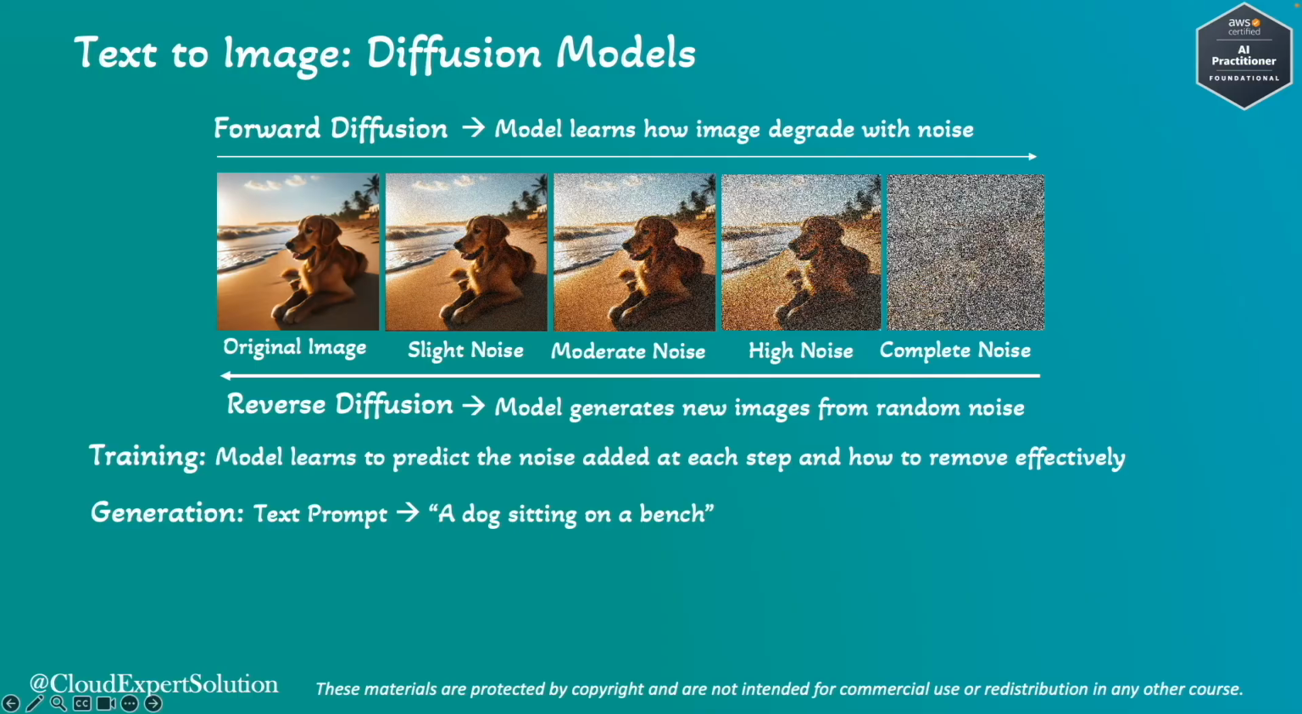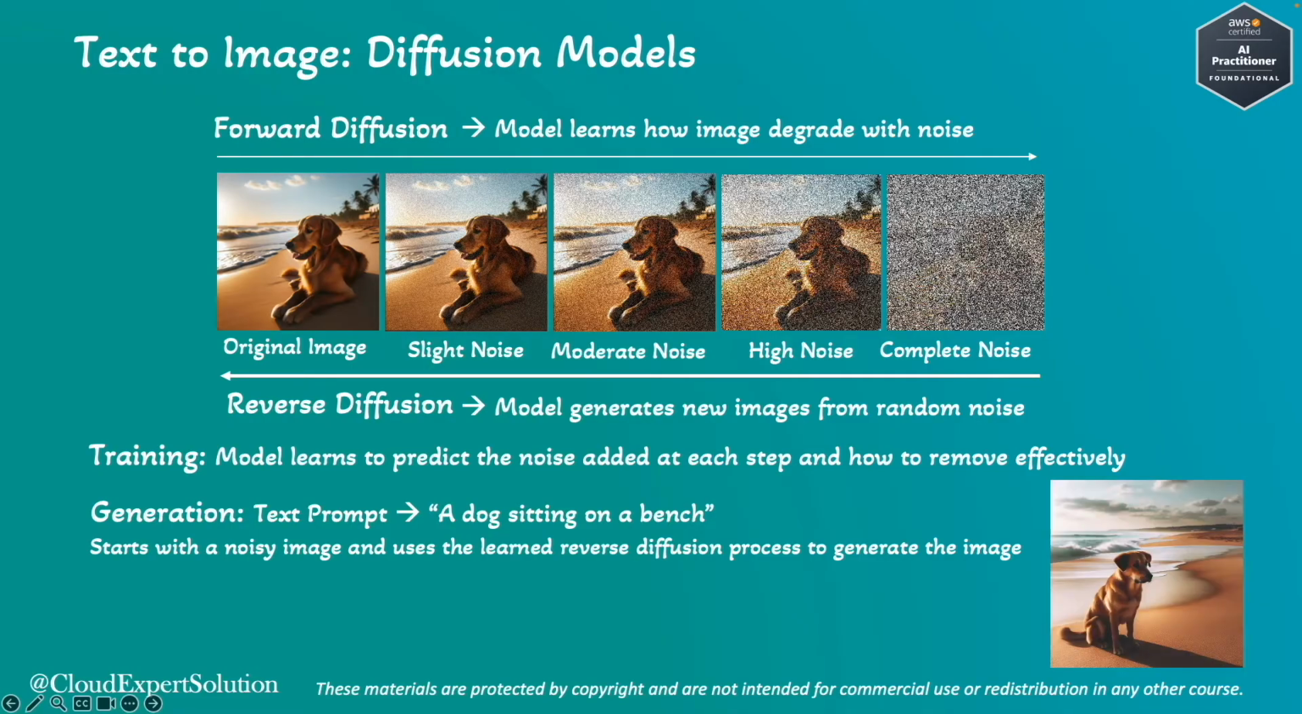generate an image of a dog sitting on a beach, then the model will start with a noise or completely noisy image and then it will use the learning of the reverse diffusion process to generate the final image. And if you are using the same prompt multiple times, you will not get the same image. Maybe next time you will get an image of a different pose of a dog sitting on a beach. And this is how the diffusion model works.